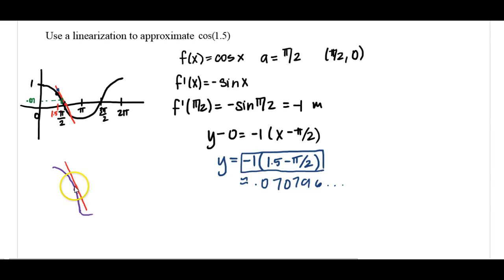So if I use that tangent line to approximate a value on the curve, that approximation will always be an over approximation, because every point that's on the tangent line is above the actual curve. So any point is going to be above the actual curve, therefore being an over approximation. So this value, 0.070796, is going to be slightly bigger than the actual value of cosine 1.5. So now let's formalize this idea of over and under approximations.